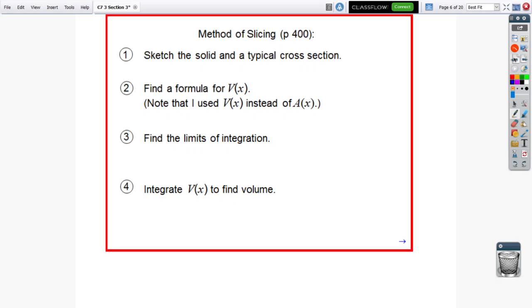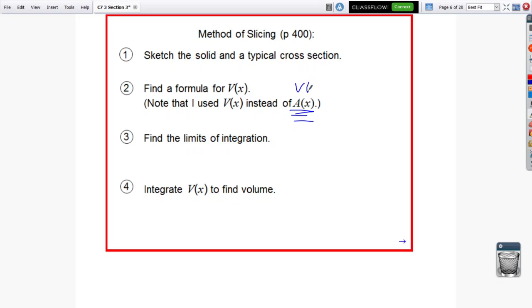Now full disclosure on these steps, I did steal this from somebody else, so I don't do it exactly this way. So step 1 is you sketch the solid and a typical cross section. I do that. The second step is find a formula for v of x. What I actually like to do is find a formula for a of x, and then just acknowledge that the volume of that cross section is going to be a of x times dx. So really, instead of finding v of x, I find a of x. And in the next step, I just multiply it by dx. But either way, it's going to be the exact same thing.